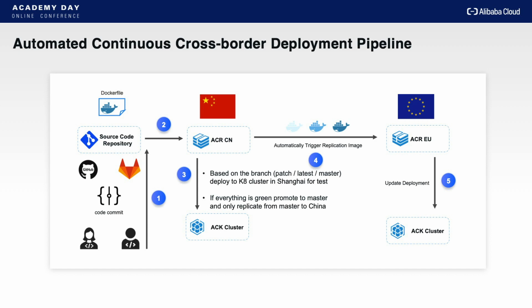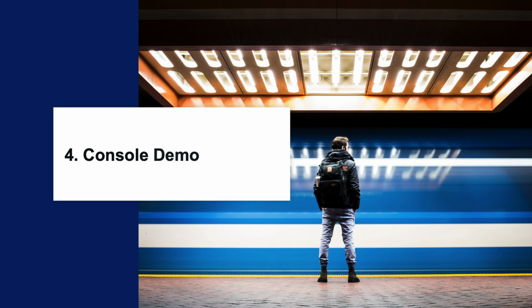If everything is going well, then we will replicate from this China region to ACR in the European region, for example, the London region. Once the ACR in the London region finishes the replication, it will start updating the deployment to the ACK cluster based in the London region as well. Then you finish the lifecycle for your cross-border deployment. Now it's demo time. In the last chapter, we will have a console demo to achieve CI/CD in ACK.